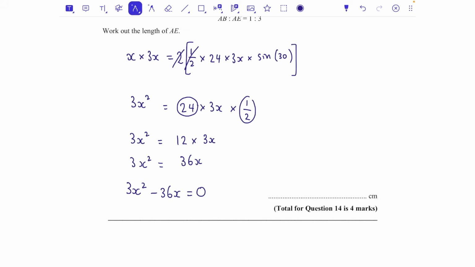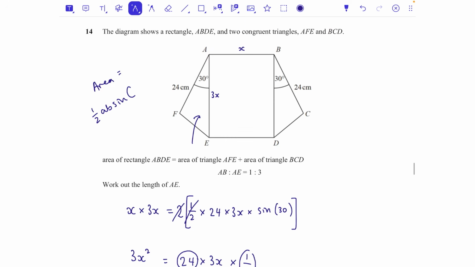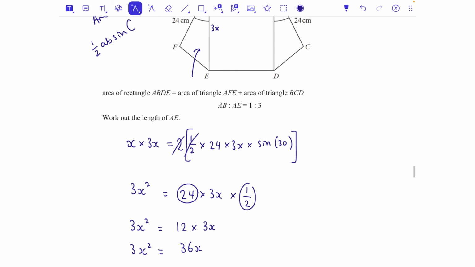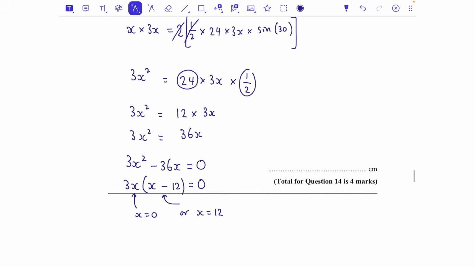So I'm going to factorise now. 3x on the outside, brackets x minus 12 equals 0. So we've got two solutions. Either x equals 0, or this bracket is 0, x equals 12. Now in the context of this question, it doesn't make any sense for x to equal 0. That would mean that the rectangle doesn't exist. So we want to use the value x equals 12.